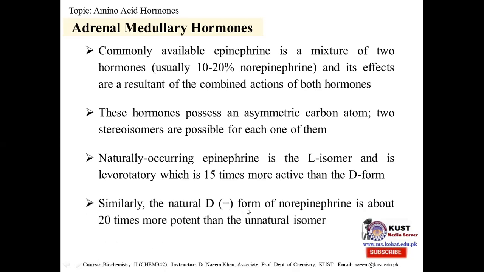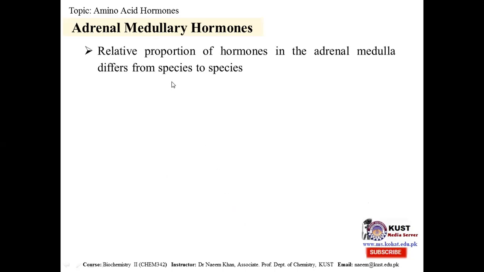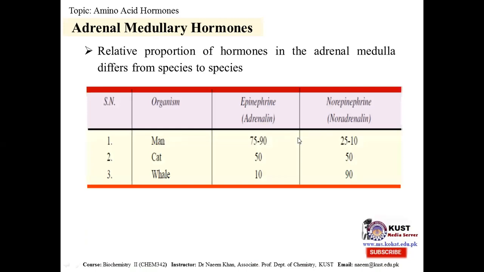Similarly, natural norepinephrine, which is levorotatory, is about 20 times more potent than the unnatural isomer. So these are the different activity functions of the two hormones. Coming to the relative proportions of hormones in the adrenal medulla, they differ from species to species. Which hormone will be more and which will be less depends upon the species. Going from one species to another, this concentration varies. Here we can see that in humans, epinephrine is 70 to 90% and norepinephrine is 10 to 25%. In the cat, this decreases to 50-50, but in whale fish, it is 10% epinephrine and 90% norepinephrine. So the proportion of epinephrine and norepinephrine is species specific.